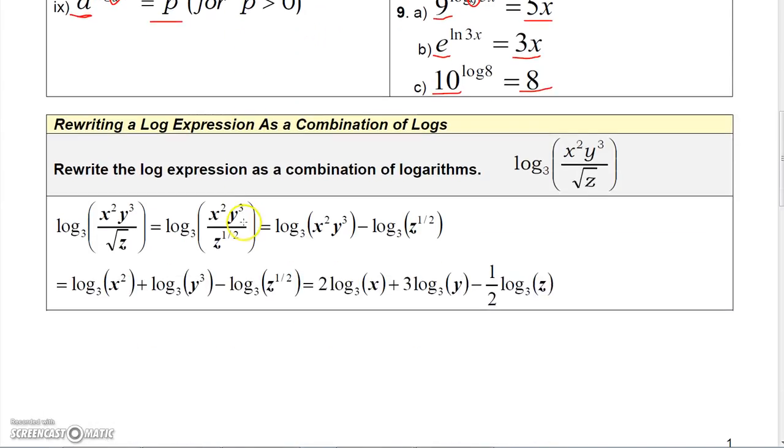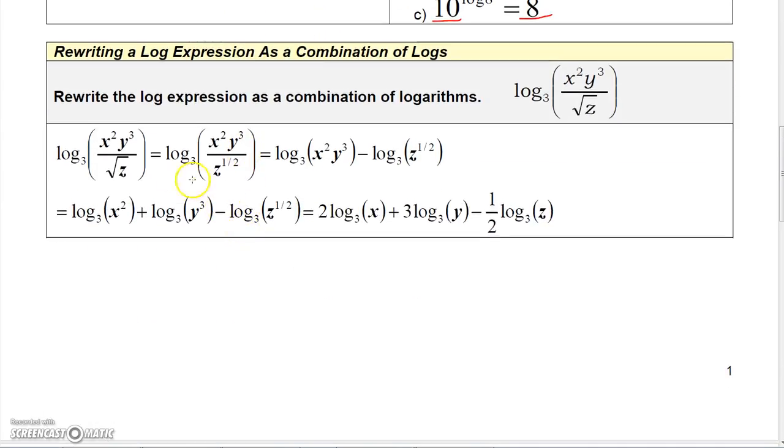Now, these next couple of examples are just practice for you to do the log properties. What you generally are asked to do is, given a log, write it as a combination of logs, or go the other way: given a combination of logs, write it as a single log. So this time we're given a single log and asked to write it as a combination of logs. The first thing I want to do is write this square root of z as a power. So I'll write that as z to the 1/2.